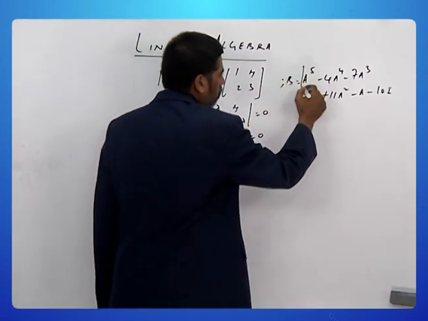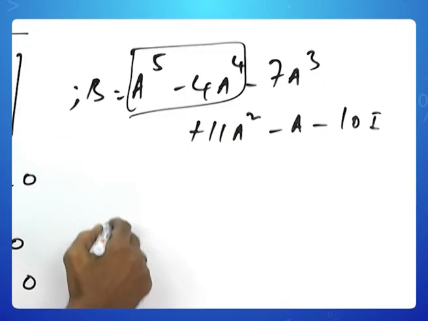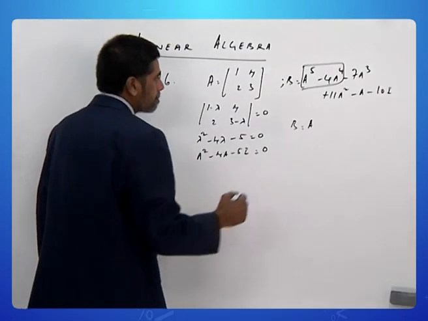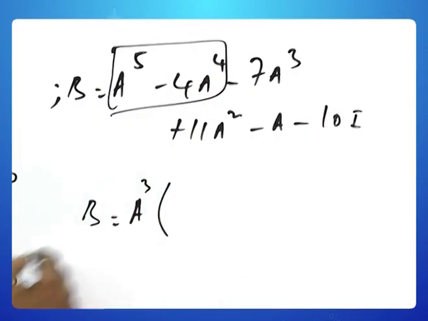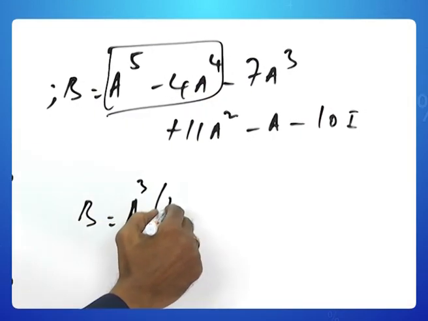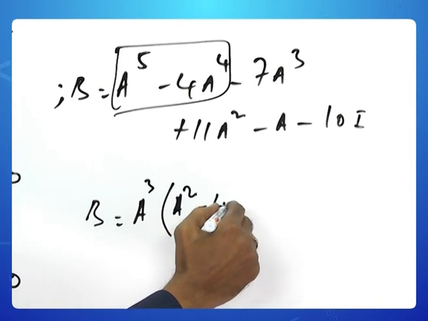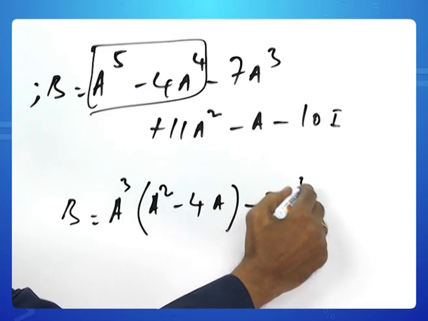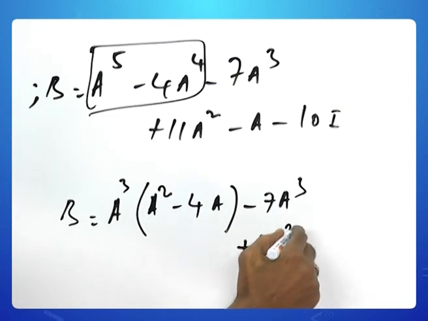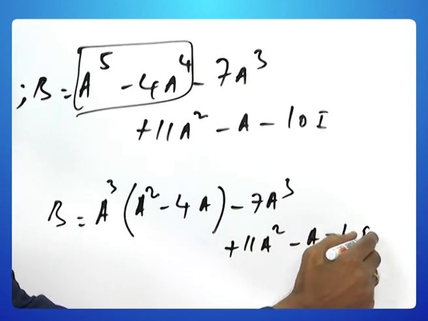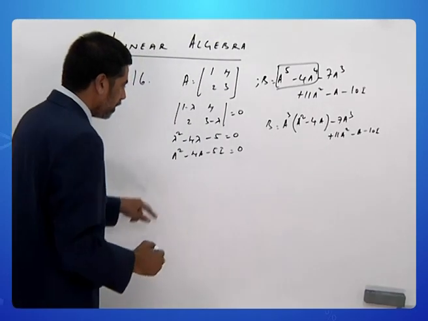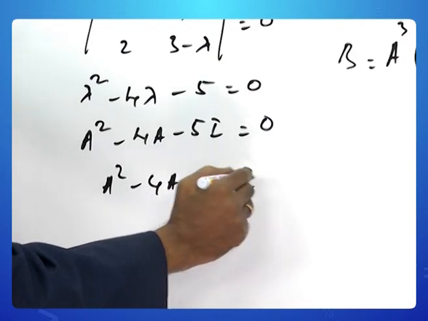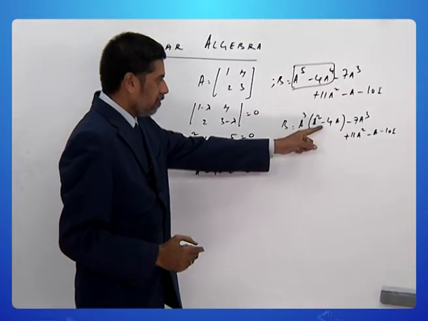Suppose you take this block. So, B can be written as A cube into A square minus 4A, and the rest as it is. A square minus 4A from here is 5I. So, this can be replaced with 5I.